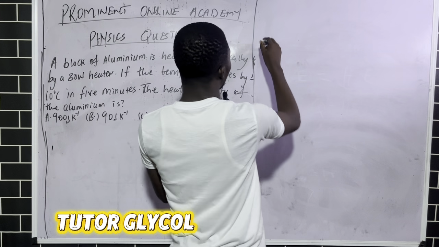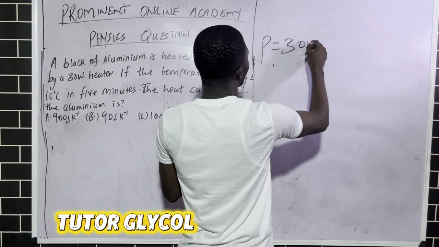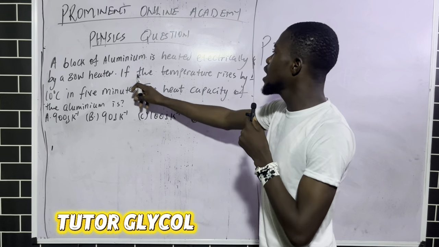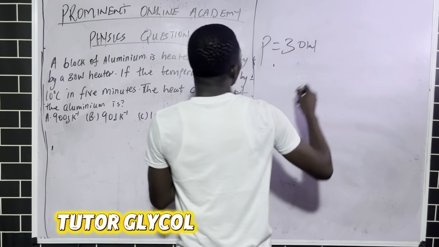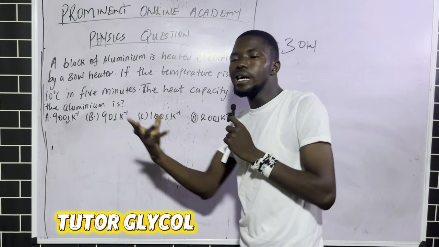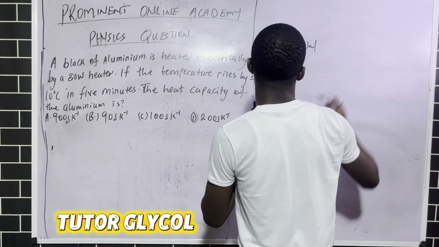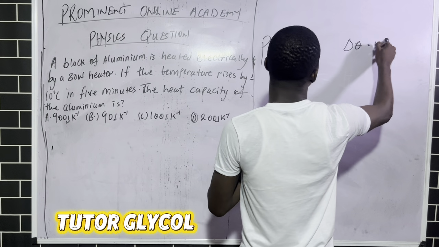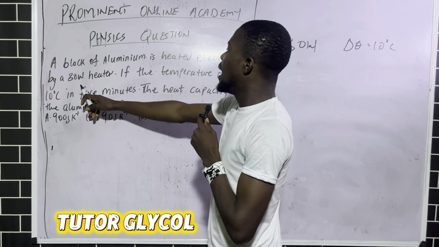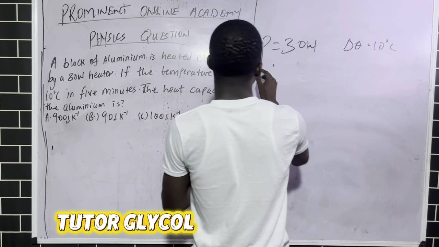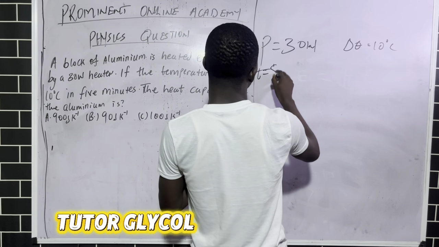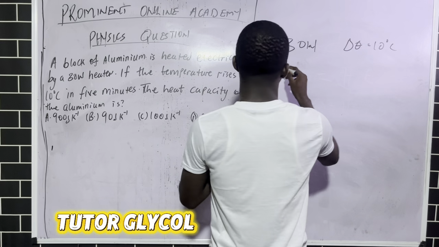So power of heater P is 30 watts. Moving on, if the temperature rises by 10 degrees Celsius after the heater heated my aluminum, its temperature rises by 10 degrees Celsius. So the change in temperature for aluminum is 10 degrees Celsius. Okay, this was done in 5 minutes.